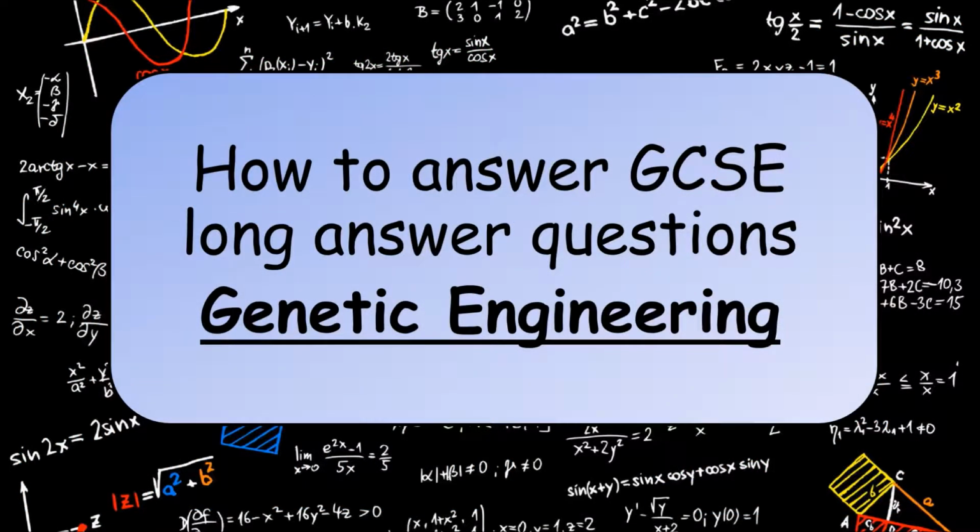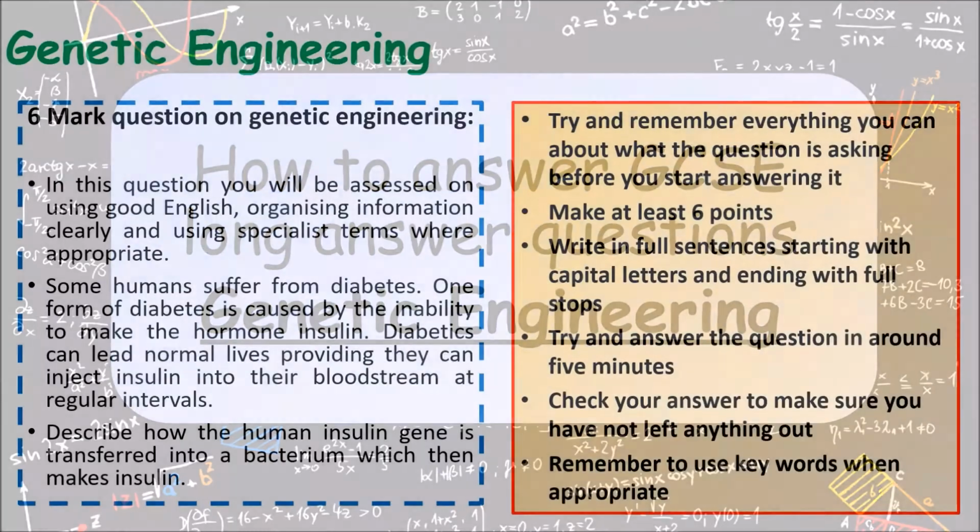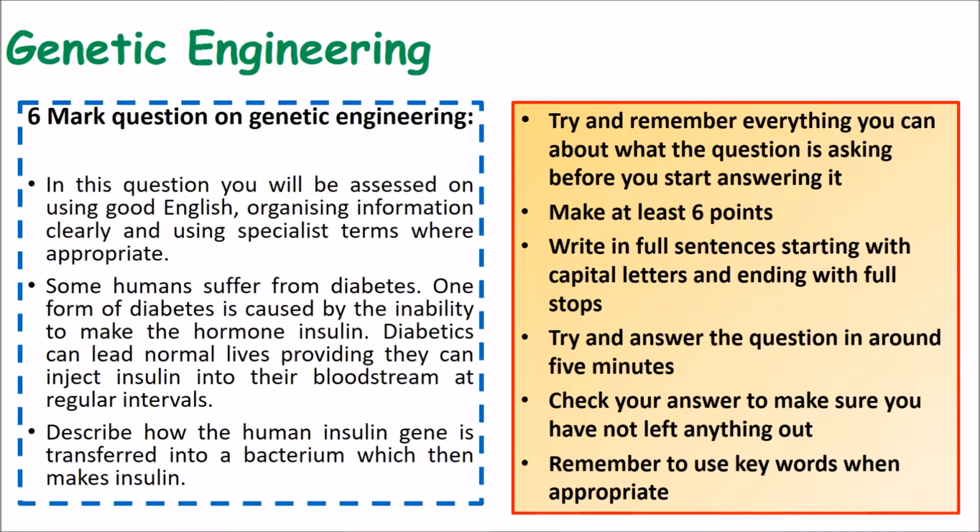Hello and welcome to this short video on how to answer a long answer question on genetic engineering. The question that we're going to focus on is, in some humans, they suffer from diabetes. This is caused by an inability to make the hormone insulin. Describe how human insulin can be transferred into a bacterium so that it can make insulin.